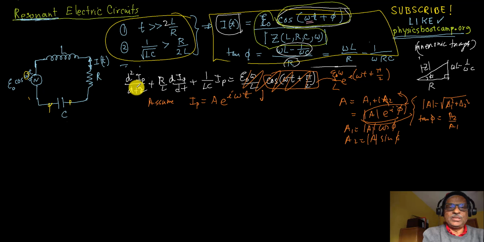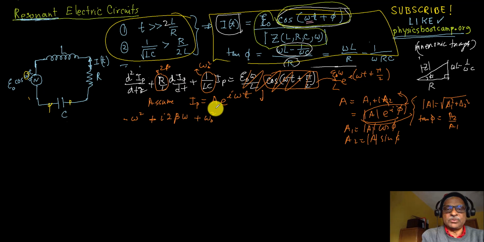So when I do this, we have a minus omega squared, two derivatives, and we can also just use this as 2 beta and this as omega naught squared. So plus i 2 beta omega from here, and from here I got just omega naught squared, the whole thing with A common. You can work it out. I'm just skipping some steps.